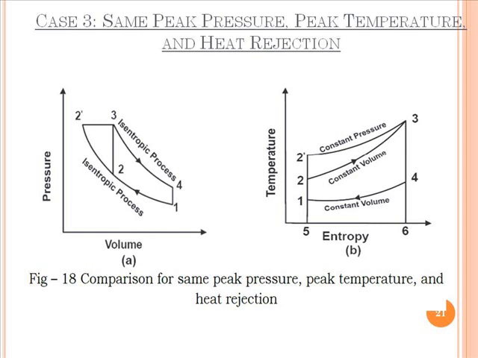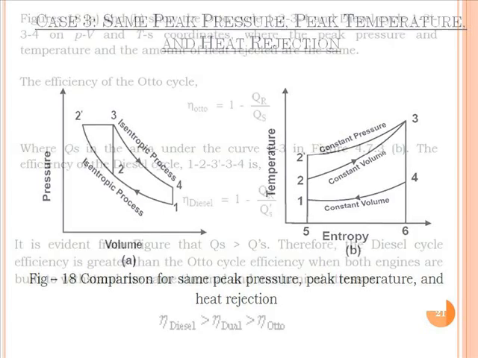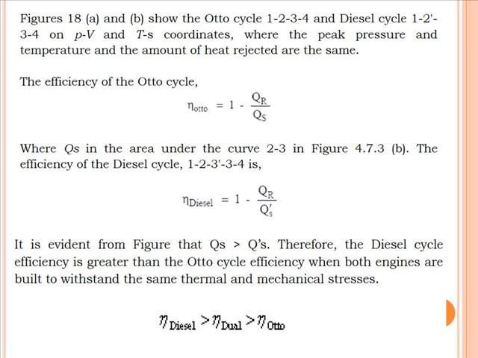So now we will refer to the description which is mentioned. The theory which we had discussed based on PV diagram and TS diagram, same thing is mentioned here. Just refer to the discussion, and the last line indicates that efficiency of diesel cycle is highest, second number is of dual cycle and third number is of Otto cycle.